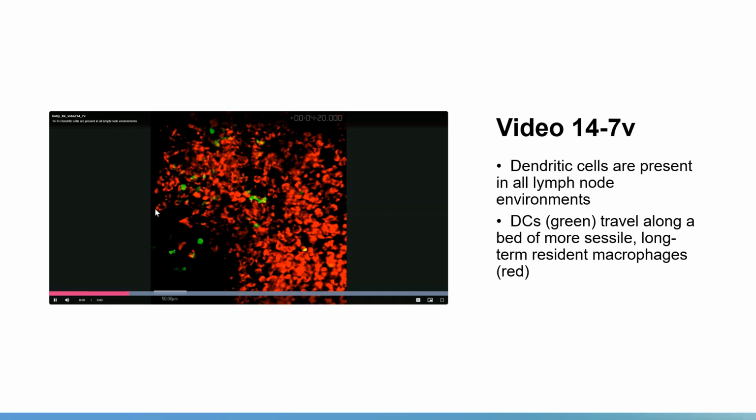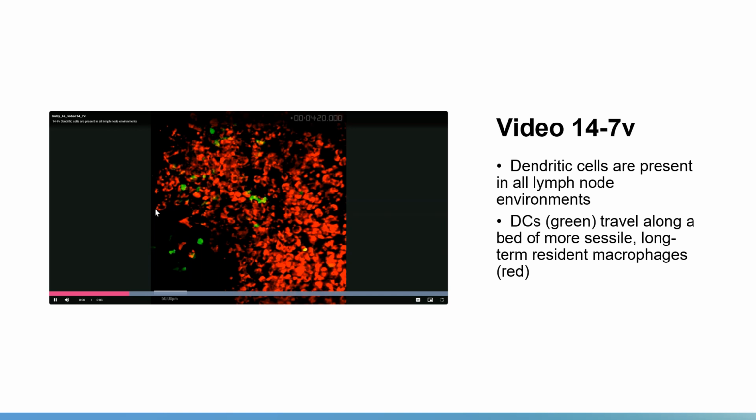And another video. In this particular one, the dendritic cells, which are green, are going to travel along a bed of more sessile, stationary, long-term resident macrophages, which are all the red cells. You can tell that the dendritic cells are vastly outnumbered. This is generally true. There's more macrophages in your bloodstream than there are dendritic cells. So this is not unusual.